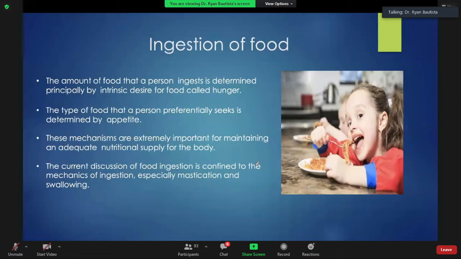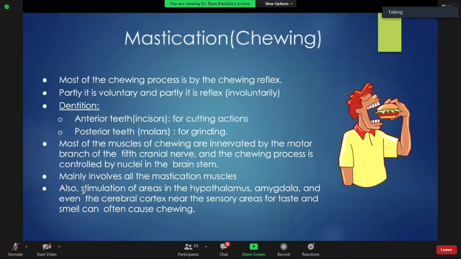The current discussion of food ingestion is confined to the mechanics of ingestion, especially mastication and swallowing. So, mastication. This is your chewing, right? You might find it trivial or small, but my dear students, this is very, very important in your digestion.